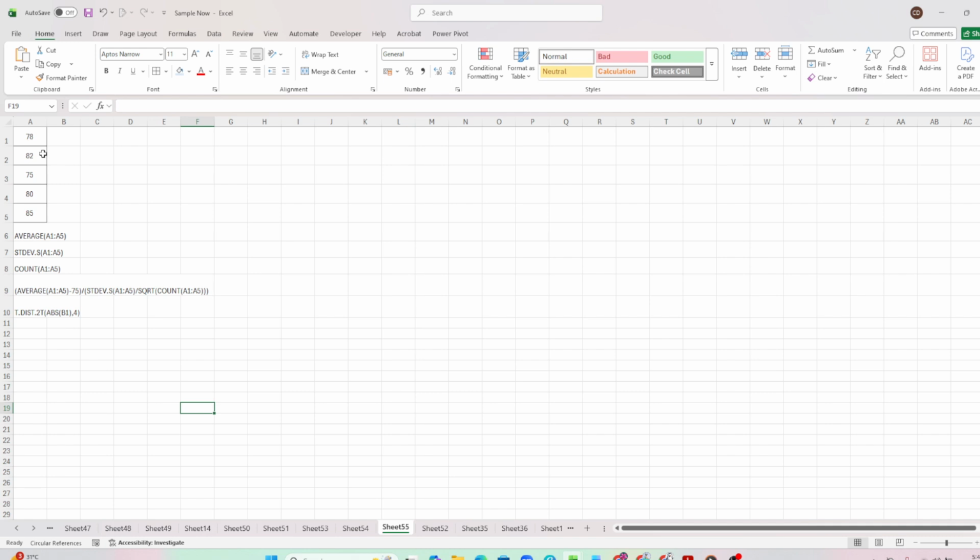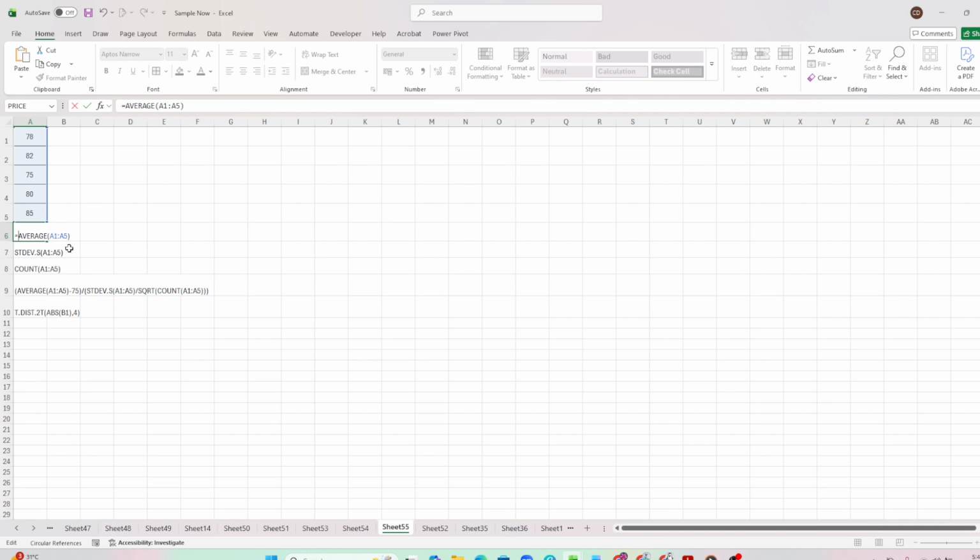Let's use a quick data set. Type 5 numbers in cells A1 through A5: 78, 82, 75, 80, and 85. Our hypothesized mean will be 75. Now calculate the sample mean in an empty cell with =AVERAGE(A1:A5). Press Enter to see the average.